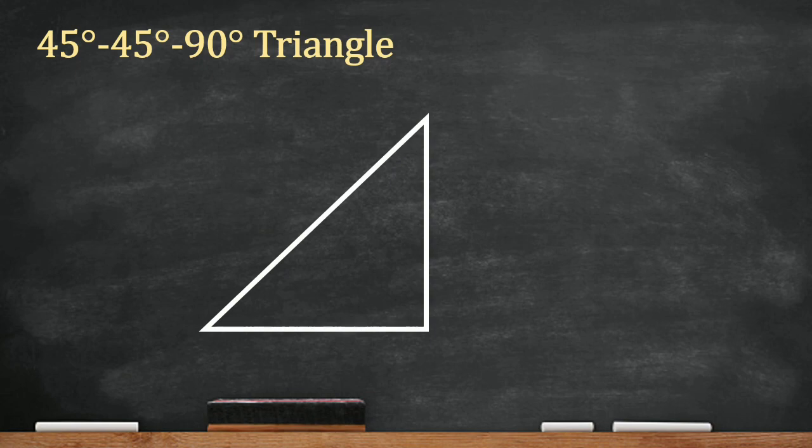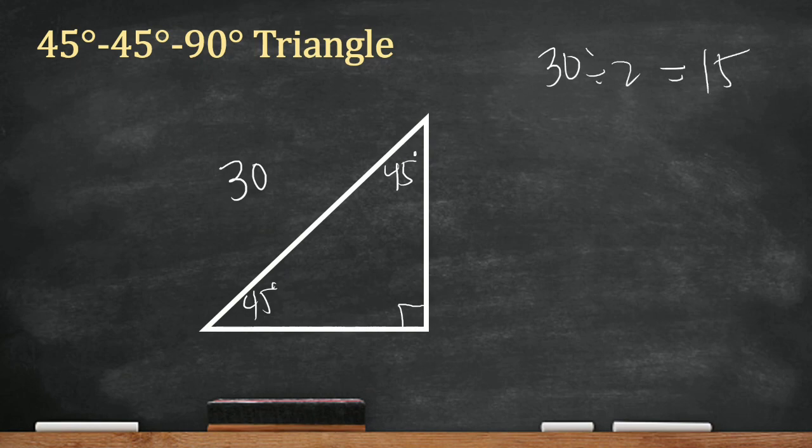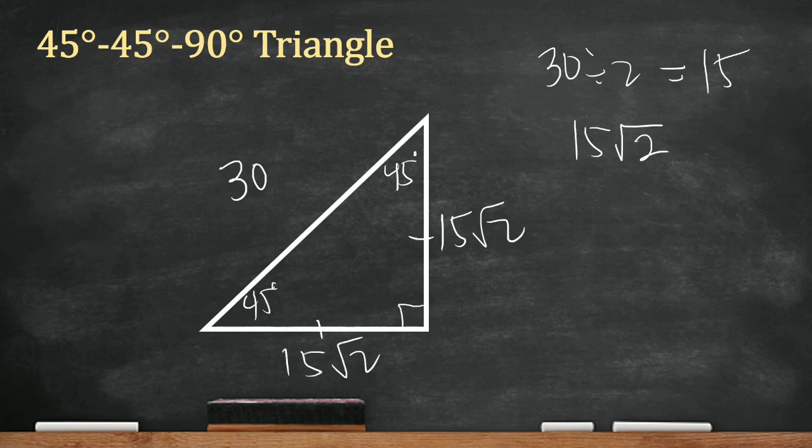Okay, another example, 45, 45, 90. So suppose this is 30, just divide 30 by 2, so we have 15. Then copy 15 and then multiply it by square root of 2. So therefore, the measurement of the leg is 15 square root of 2. This leg is also 15 square root of 2.